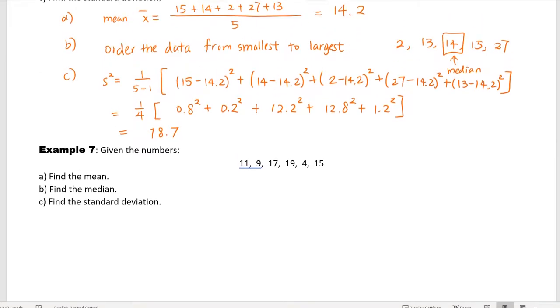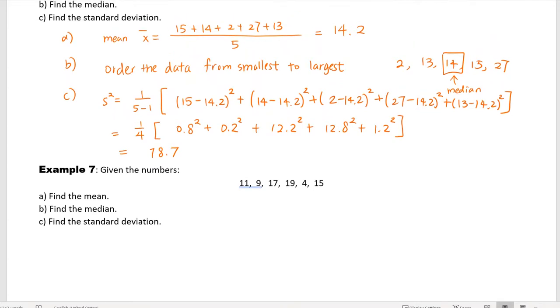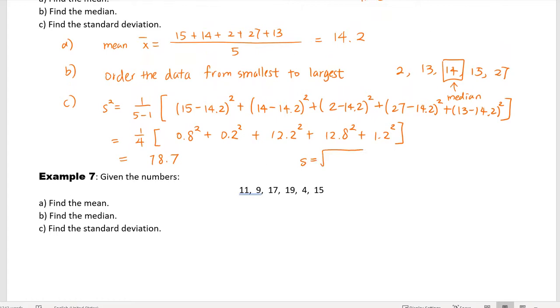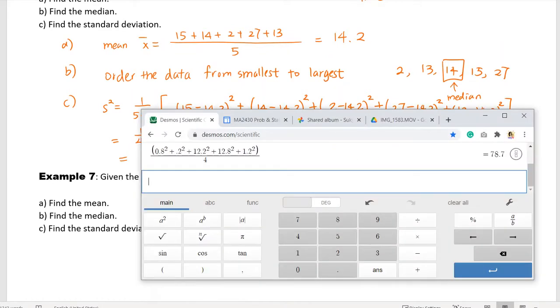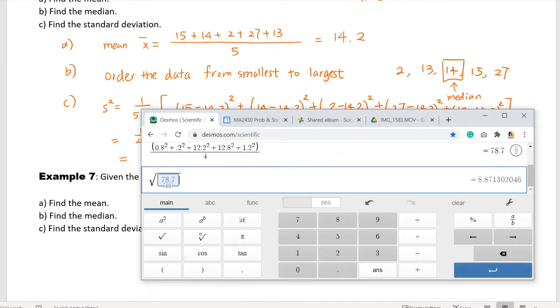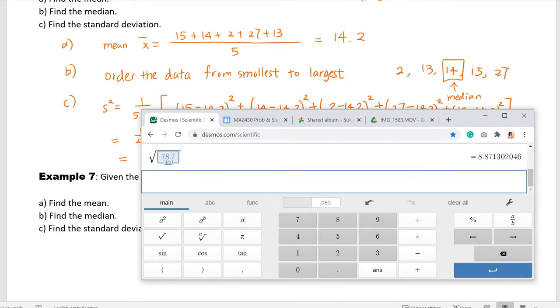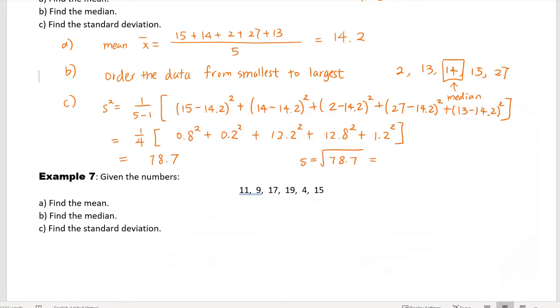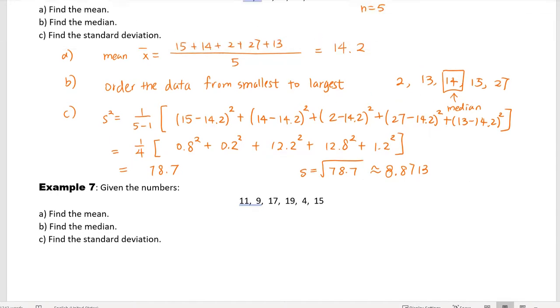And we haven't finished, because this is a sample variance. Then the standard deviation. Okay, so standard deviation S is the square root of the sample variance. Well, what is the square root of that? You can put the square root of our answer, which is 8.8713. So this is the standard deviation. So far so good, everyone? It's approximately equal to that. Okay, so in the exam you need to show all your work.